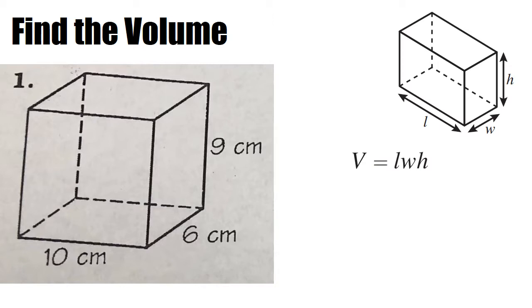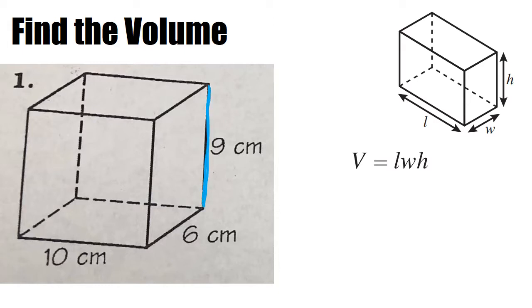Now let's go ahead and find the volume of this box that we have here. So we're given some dimensions and we're given the volume equation. So our first step is we're going to label our sides length, width, and height. And really it doesn't matter which way you label them, but for the sake of this, what I'm going to do is I'm going to figure out my height here.